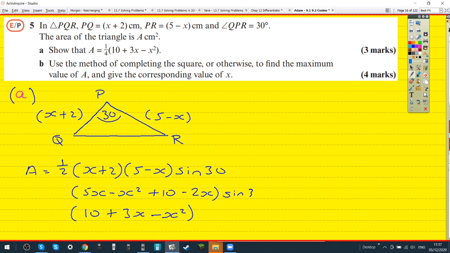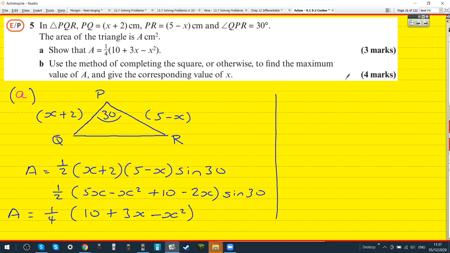Yeah. And then you have a half and sine 30. Can you multiply them together? Yep. Which gives you a quarter. So it would be A equals a quarter brackets 10 plus 3x minus x squared close brackets. Yep. Okay. Part B says complete the square. How do we do that? Okay.